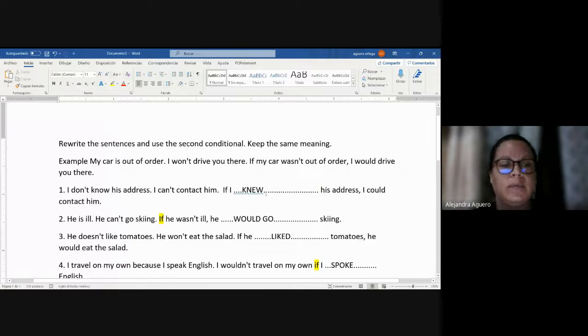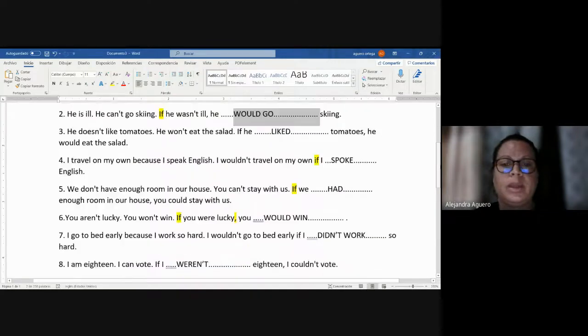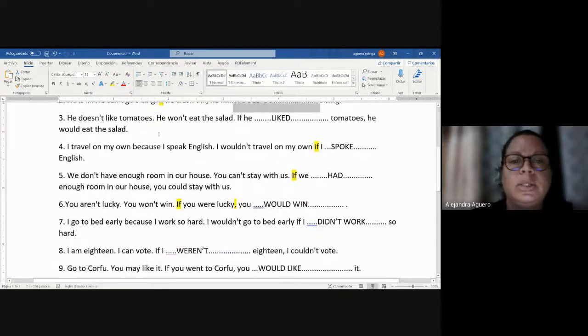So if I say, for example, I don't know his address, I can contact him. So the conditional is, if I knew his address, I could contact him. Knew in the past, because the condition is in past. He is ill, he can go skiing. If he wasn't ill, he would go. When we have the result, we are talking would in the simple form. He doesn't like tomatoes. He wouldn't eat the salad if he liked the tomatoes.